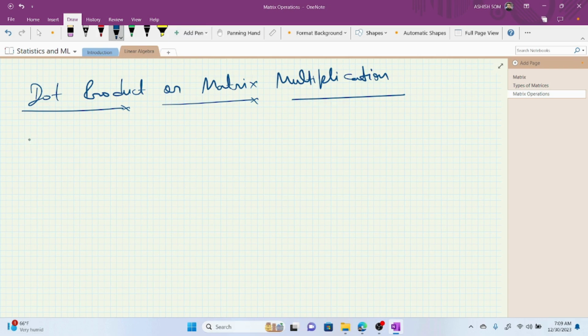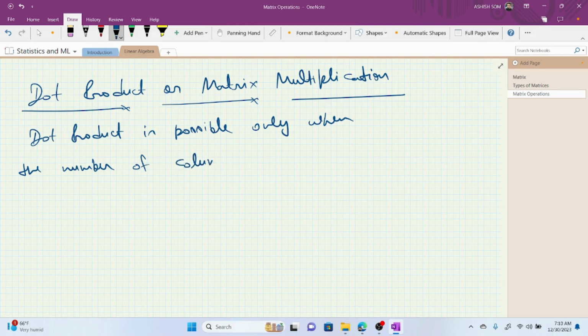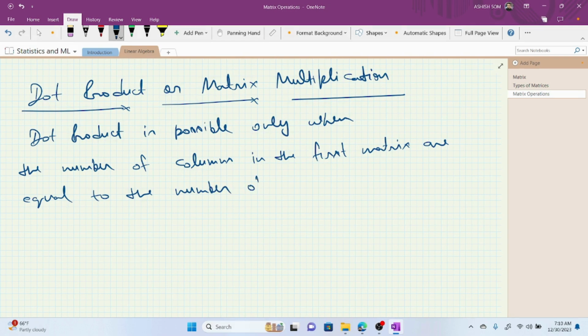Two matrices can be multiplied only in the case, or we can say dot product is possible only when the number of columns in the first matrix are equal to the number of rows in the second matrix. To the number of rows in the second matrix, then only dot product is possible.